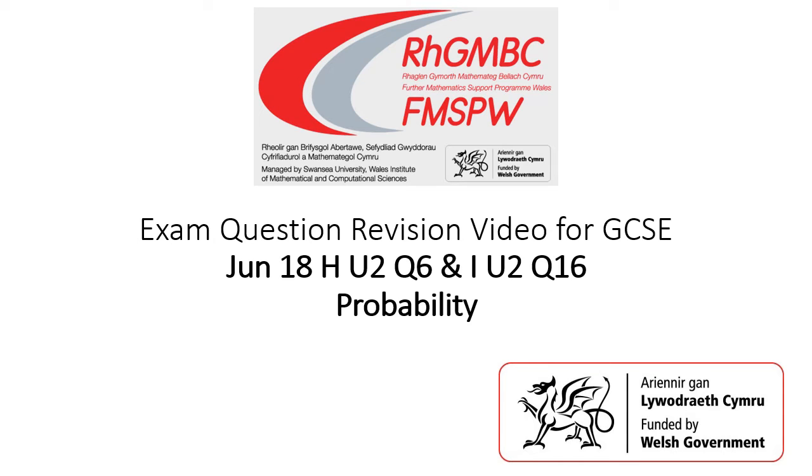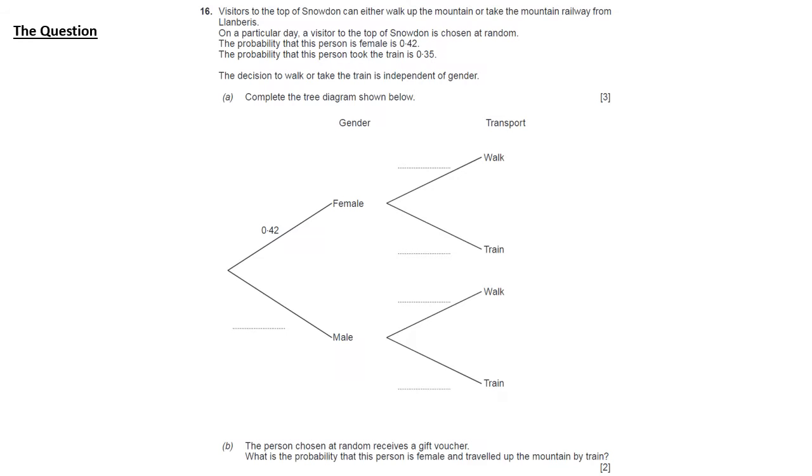Question 6 or question 16 from the higher/intermediate paper, looking at the probability question. So here it is, the probability question. You can see it's about how you get to the top of Snowdon, whether we've got male or female, walking or taking the train, and we're asked to look at this tree diagram.